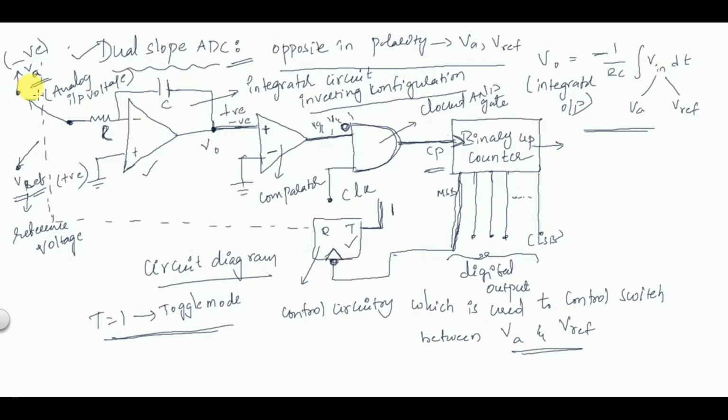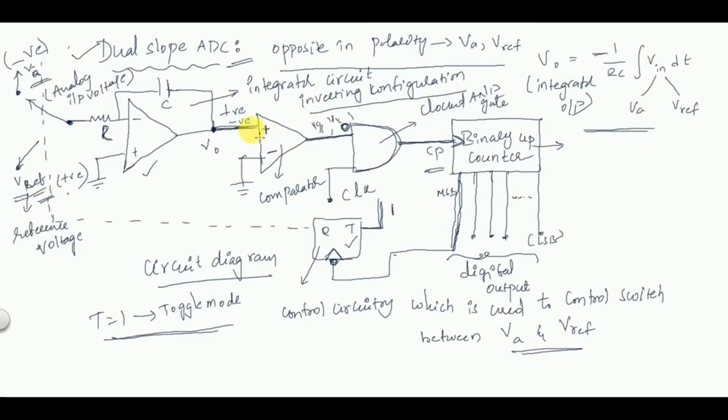I'll just revise it. There are two inputs, VA and V reference. VA is negative, I am taking, and V reference is positive, but the condition is they should be opposite in polarity. Next, an inverting configuration integrator circuit is used to charge or discharge the capacitor based on the input.